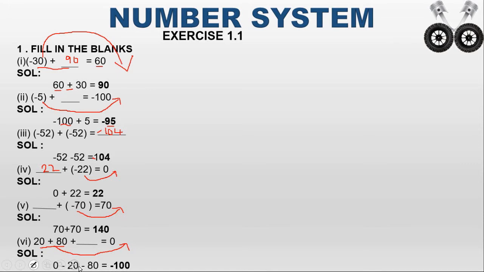So 0 minus 20 minus 80 equal to. We have the same sign; both integers have the same sign. That means we have to add the numbers and put the sign. So 20 plus 80, the value is 100 and the sign is negative. So the answer is minus 100.